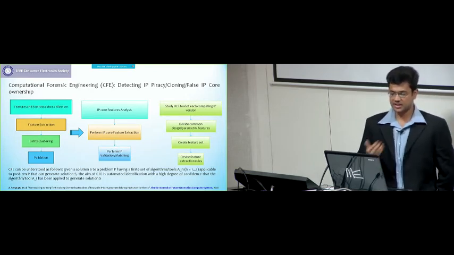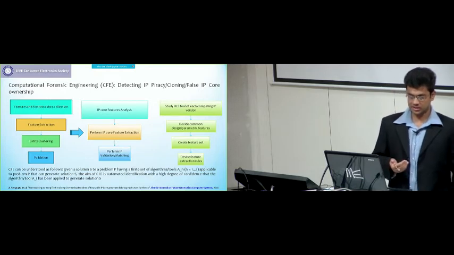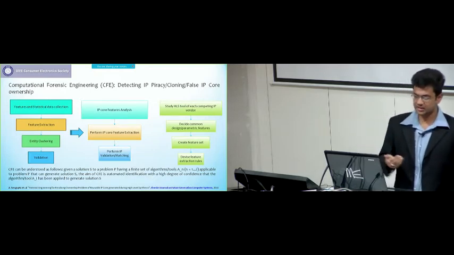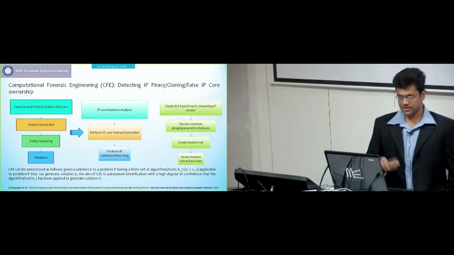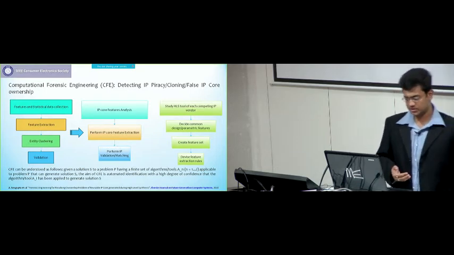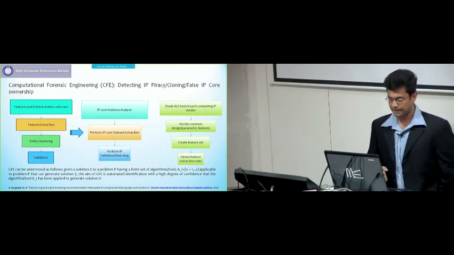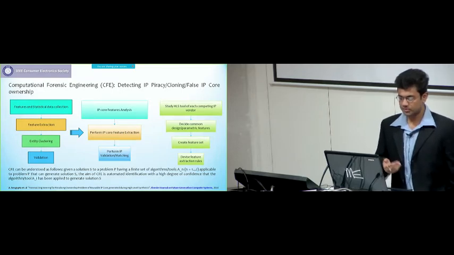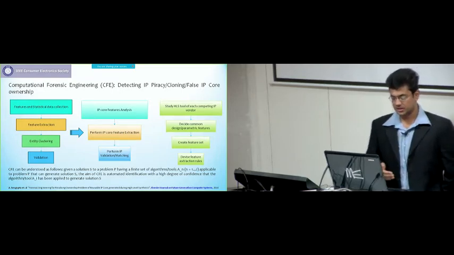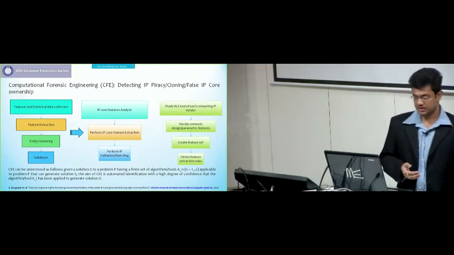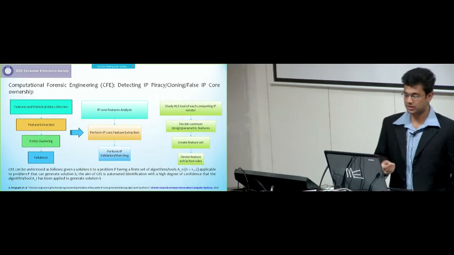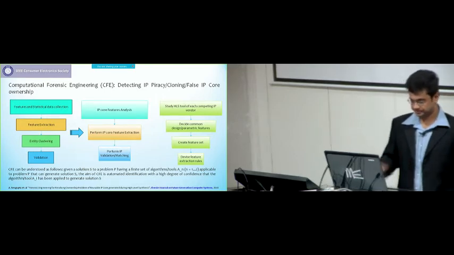The generic design flow of CFE, in short, starts with feature and statistical data collection, followed by feature extraction, entity clustering and validation. So what is a CFE? The CFE problem can be understood as follows. Given a solution S to a problem P, having a finite set of algorithms AN applicable to problem P that can generate solution S, the aim of CFE is to automatically identify with a high degree of confidence which algorithm or tool I has been applied to generate solution S.